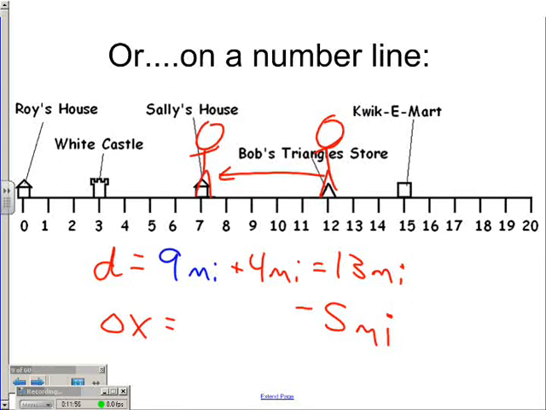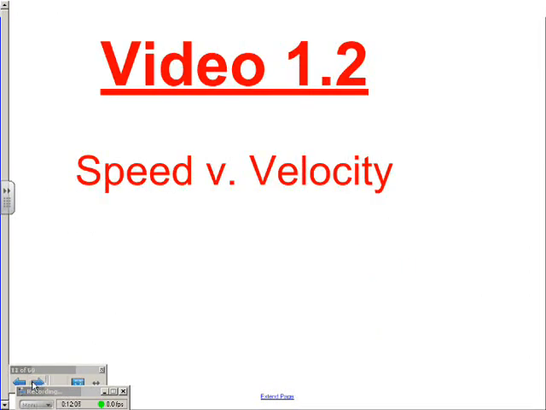So, in a very quick 10 minutes, that is the difference between distance and displacement. Tomorrow, we will be learning about speed and velocity. Okay, thank you.